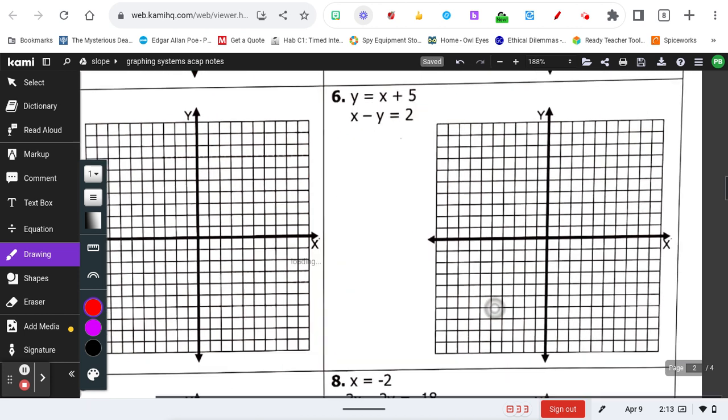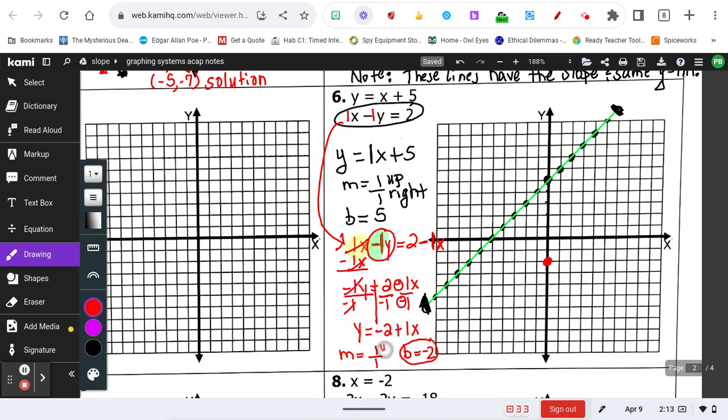And according to the slope, my rise is positive, so I should go up. My run is positive, so I should go to the right. Okay, so let's go up 1, right 1. But if you'll notice, these lines aren't going toward each other. So I can reverse it to see if I can get them to go toward each other.